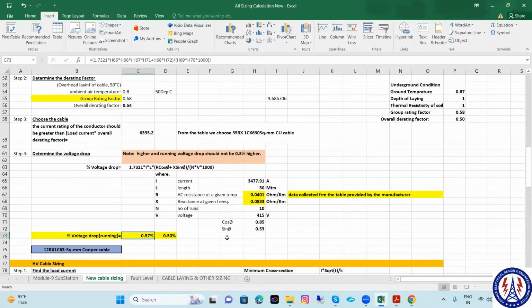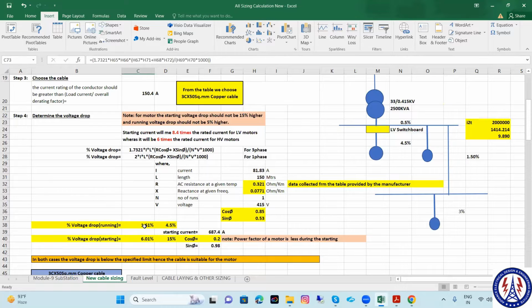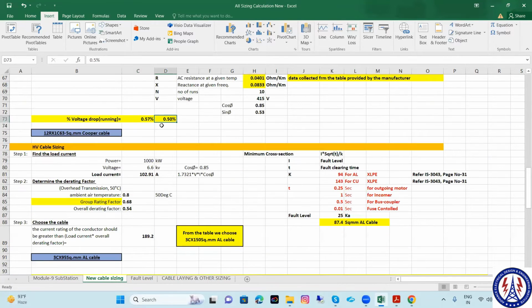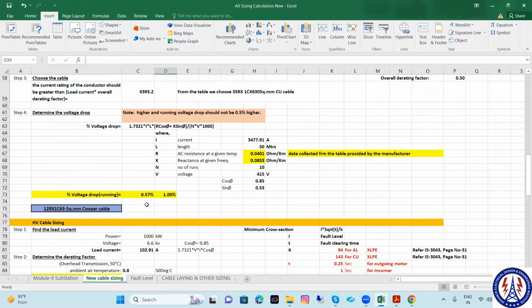See, from transformer to the panel, I can go for the 1% as well, because here you can see it is coming only 2%. So I'm having more margin available here, right? So I can select here 1 as well. Here 1 and here it is the 4. Okay, so it is coming within my requirement. So I can select single core 630 square mm, 35 runs. Clear?